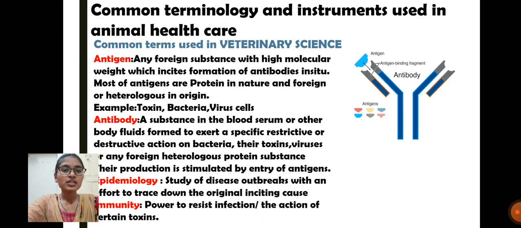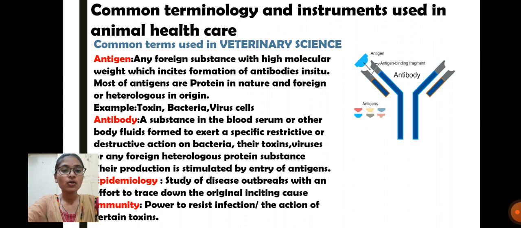Antigen: any foreign substance with a high molecular weight which incites formation of antibodies in situ is called an antigen. Examples are toxin, bacteria, virus cells. Antibody: a substance in the blood, serum or other body fluids formed to exert a specific restrictive or destructive action on bacteria or other antigens, and it is a foreign or heterologous protein substance. Their production is stimulated by entry of antigens in the body.